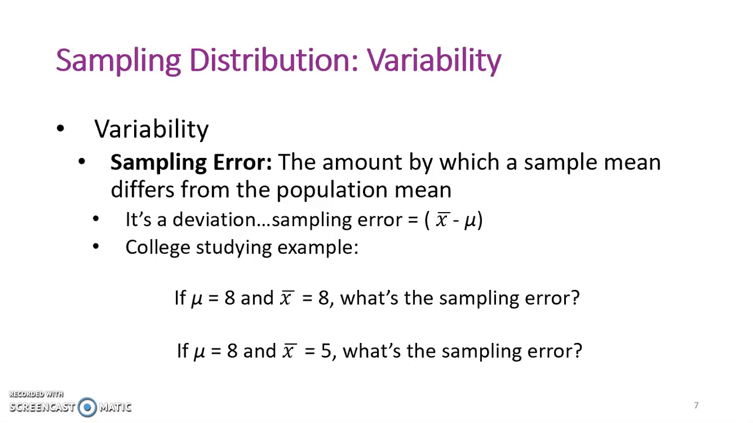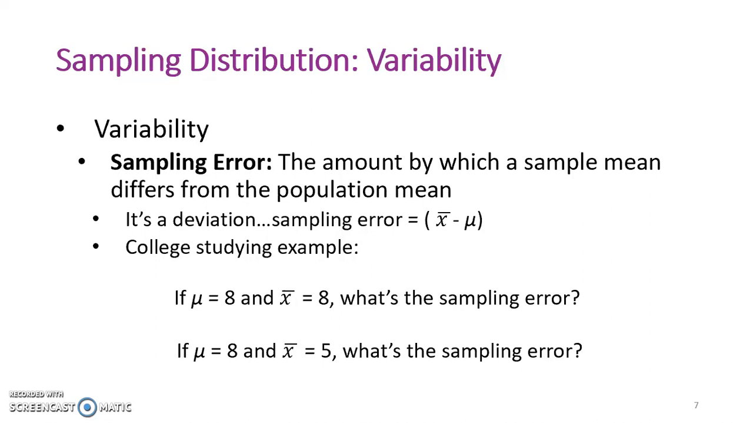You can think of sampling error as a deviation. Sampling error is equal to x bar minus mu. The deviation represents how far off a sample mean is from the population mean. Let's consider an example using the amount of times students study per week in college. If the actual mean hours per week studying in the entire population of undergrads is 8 hours per week, and I got myself a sample of undergrads and found that their mean hours of studying per week was 8 hours, the sampling error is 0. 8 minus 8 equals 0. I would have no sampling error.